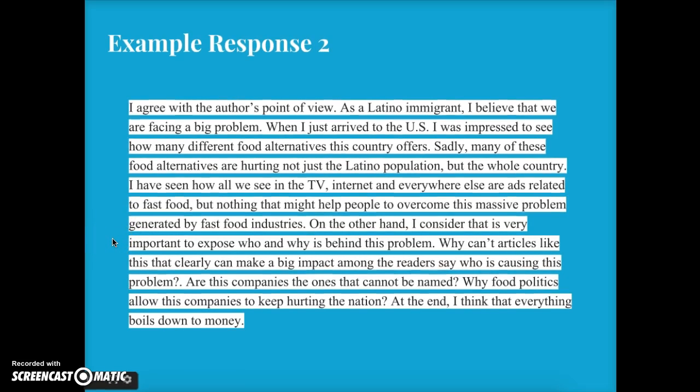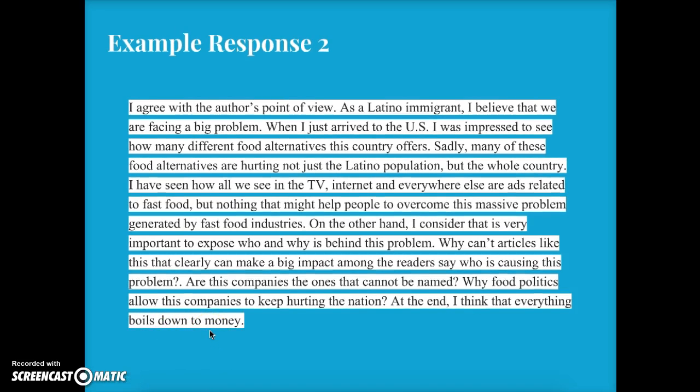"On the other hand, I consider that it's very important to expose who and why is behind this problem. Why can't articles like this that clearly make a big impact on the readers say who is causing this problem? Are these companies the ones that cannot be named? Why are food politics allowing companies to keep hurting the nation? At the end, I think everything boils down to money."